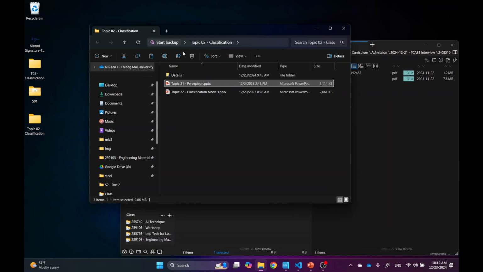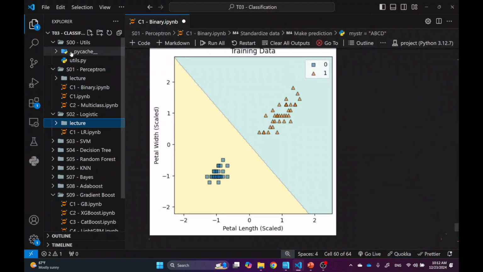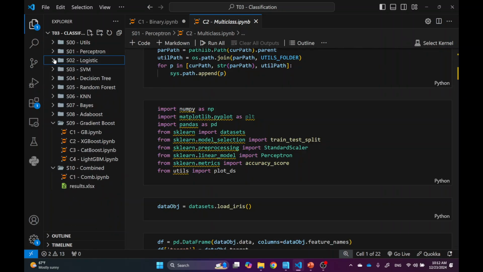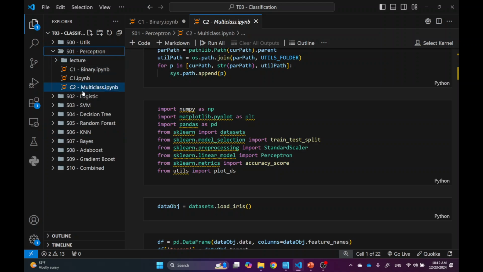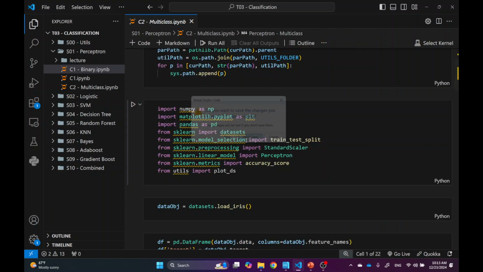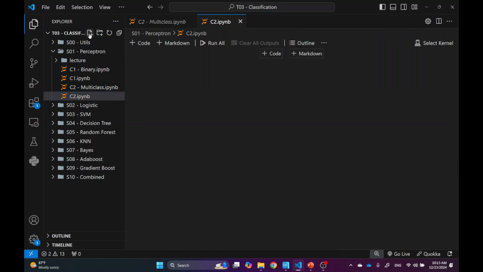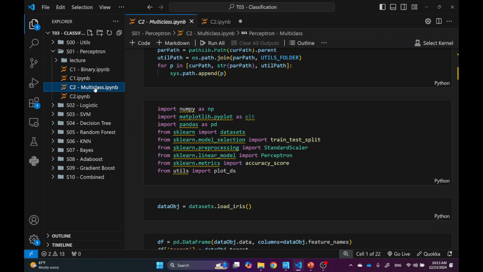Okay, so I'm gonna go to another notebook called multi-class. So we are in S01, and I'm in the C2 multi-class. Okay, so you can follow me on this example. I'm gonna retype everything again because I think that's clearer. I'm gonna close this one, and I'm just gonna create a new one. So C2, IPYNB. And hopefully my Pandas is working.